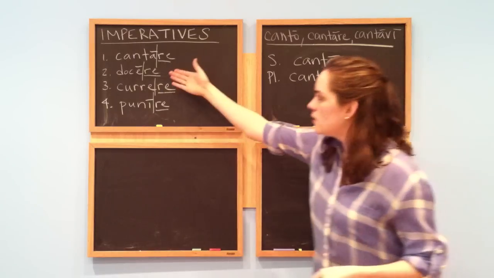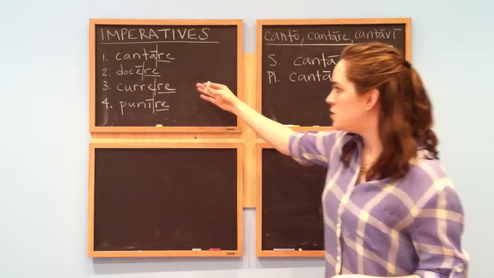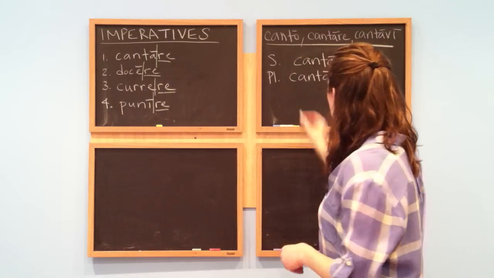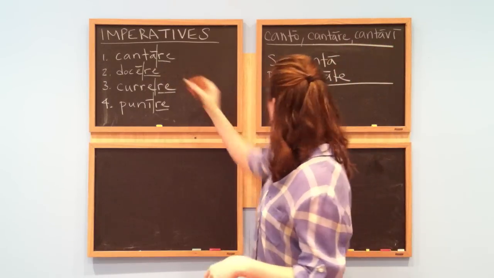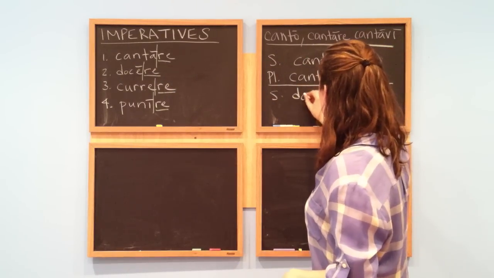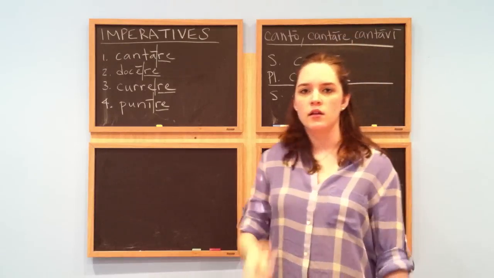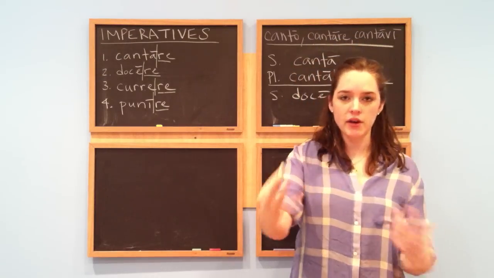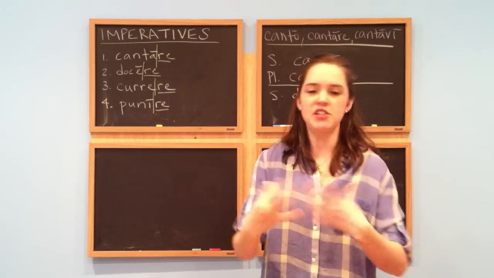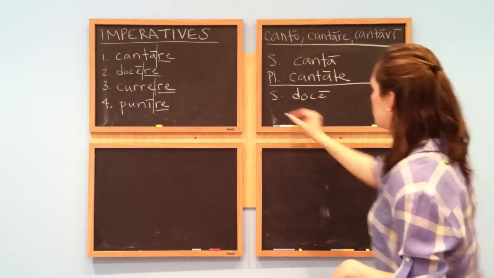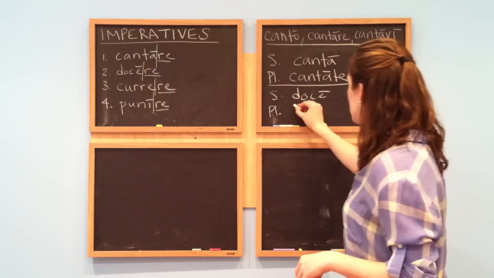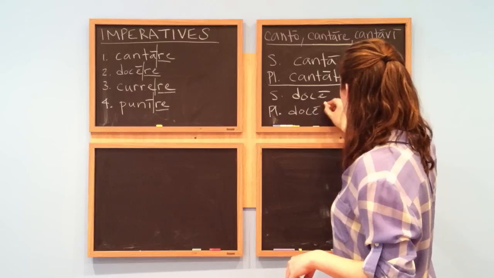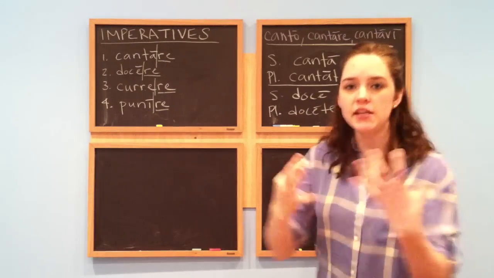What about for a second conjugation verb like docere, which means to teach? Again, very easy. In the singular, we take off that re, and we have doce. Marce, Marcus, doce, teach me something, right? In the plural, you might have guessed already that you're just going to add that te. You have docete, teach.